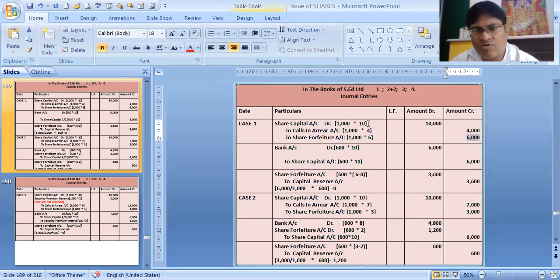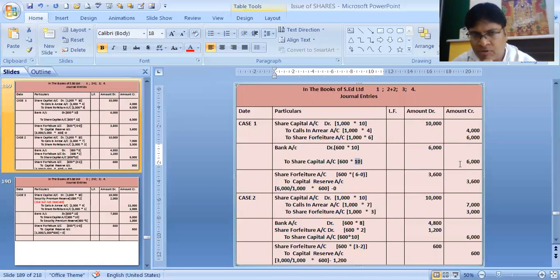Share capital account was debited with the called up value. The company has called 10 rupees, so it is always the called up value. So 10,000. When we are reissuing the shares, we have reissued at rupees 10 as fully called up. Fully called up means this is 10 rupees at par value. How many shares have we reissued? 600. So this is the entry: 600 into 10, bank account 6,000 to share capital 6,000.